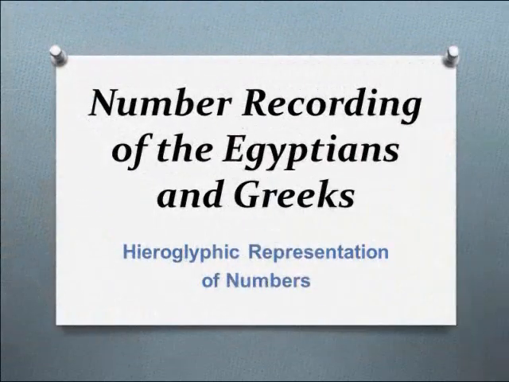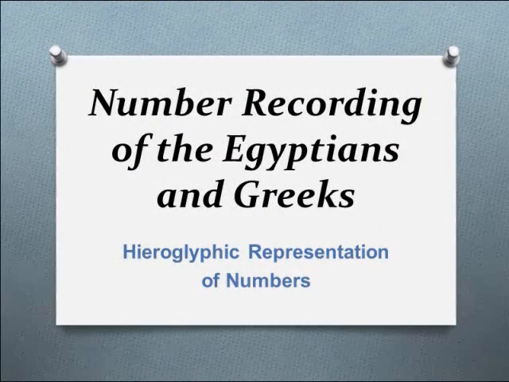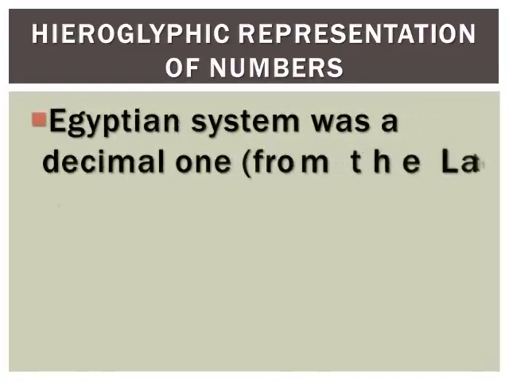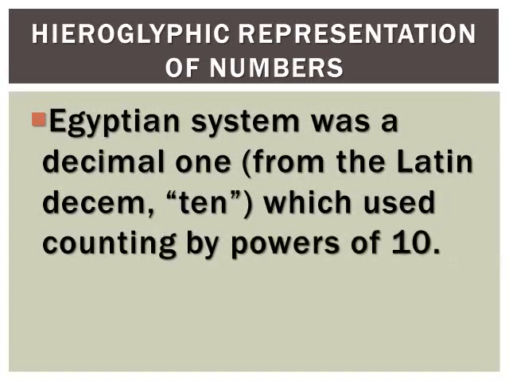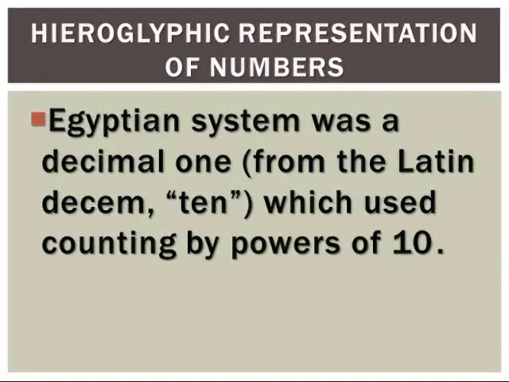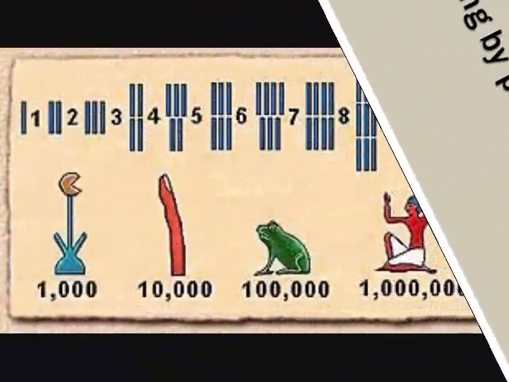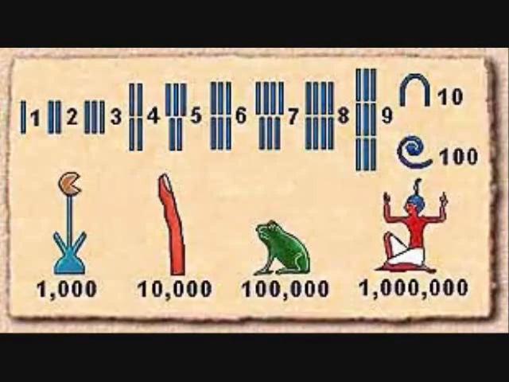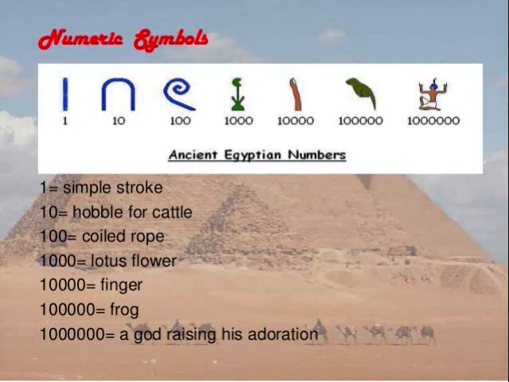Number recording of the Egyptians and Greeks. Hieroglyphic representation of numbers. The Egyptian system was a decimal one, from the Latin decem, which means 10, which used counting by powers of 10. The Egyptian method of writing numbers was not a positional system, a system in which one and the same symbol has a different significance depending on its position in the numerical representation. Let us look at the figure. Example, number 1 is represented by a short vertical line.